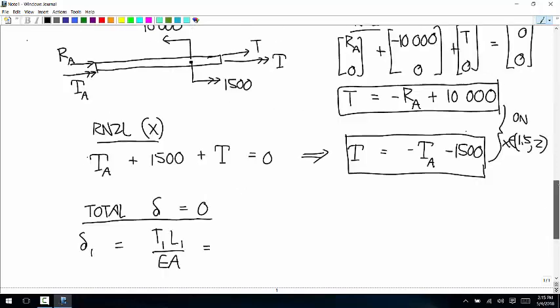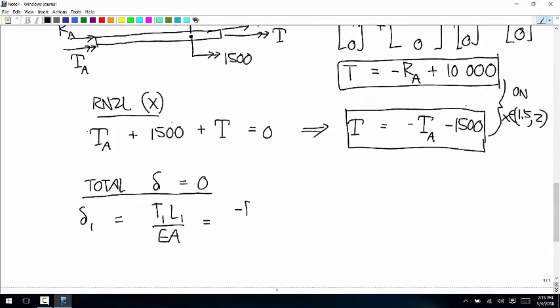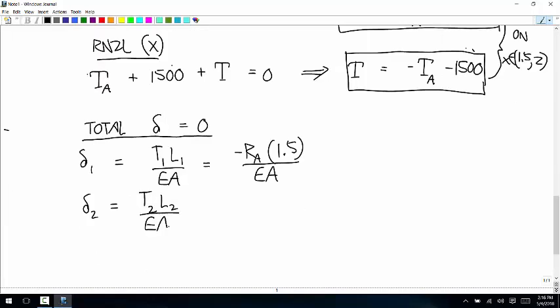And that is negative RA times 1.5 divided by EA. I gave a Young's modulus for this. It turns out that for all of this stuff, that's just going to cancel. So I'll just leave it like this, but you could put that number in. And then the elongation on the second part is the tension on the second part times the length of the second part over EA.